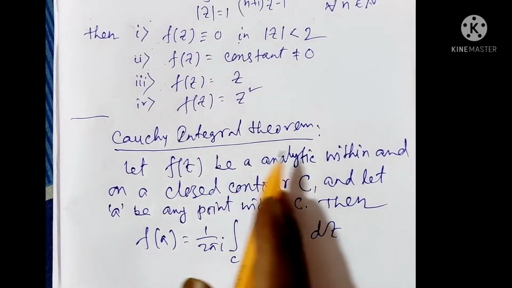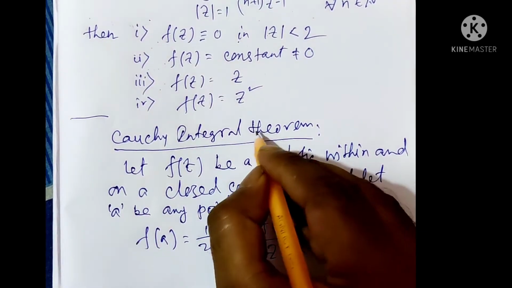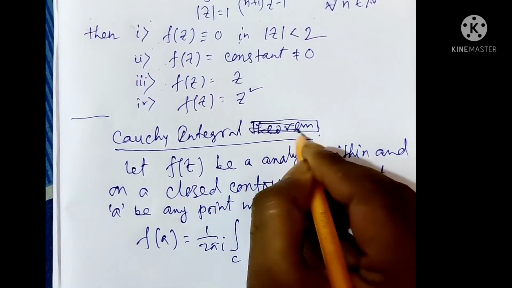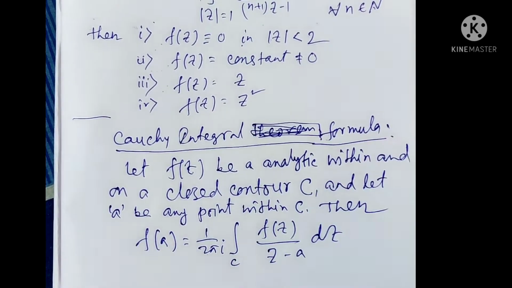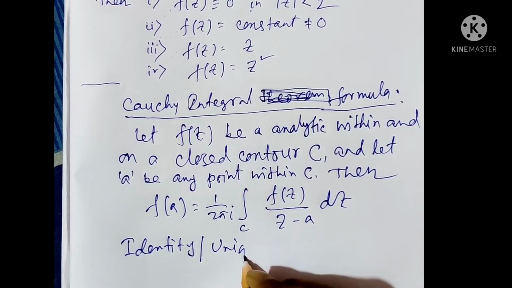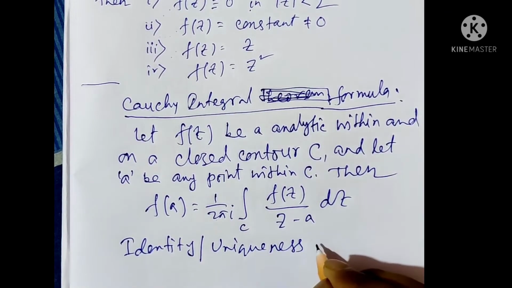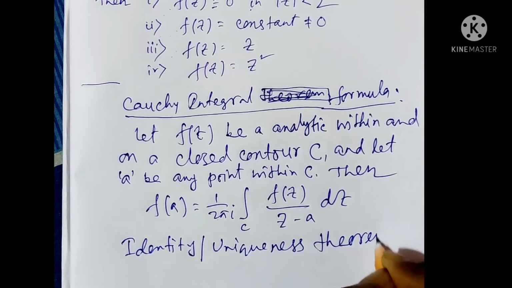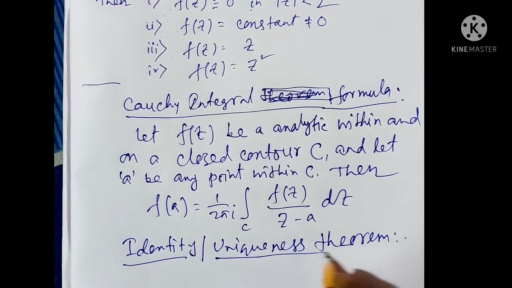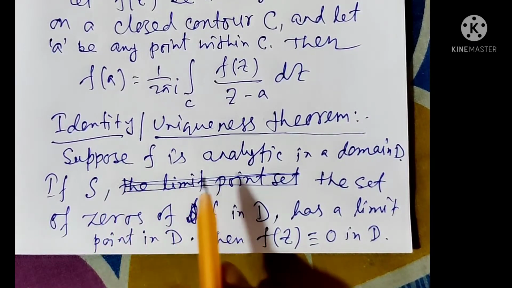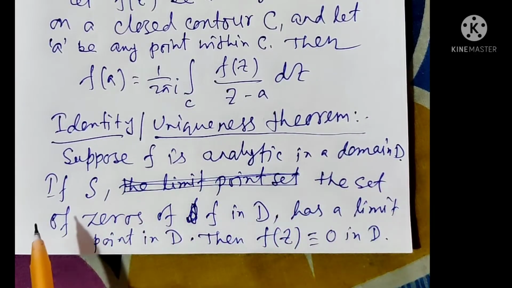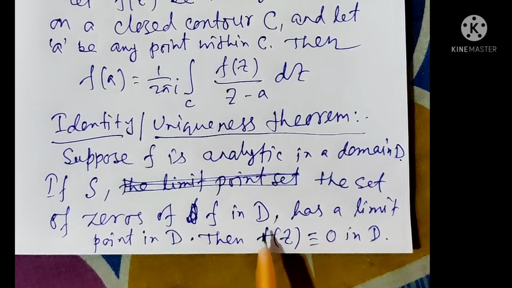This is the Cauchy integral formula, not theorem, Cauchy integral formula. Now, what is the identity theorem or uniqueness theorem? Suppose f is analytic in a domain D. If the set of zeros of f in D has a limit point in D, then f(z) is identically 0 in D.